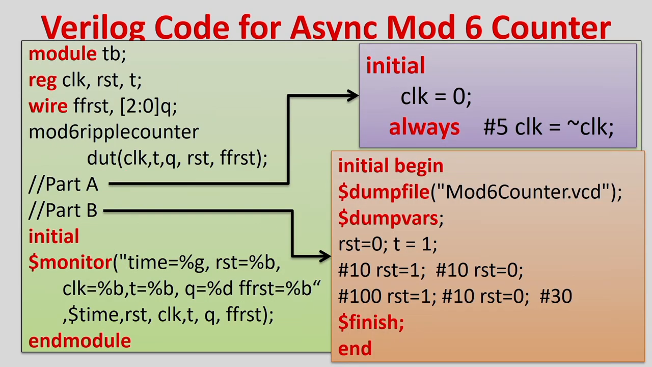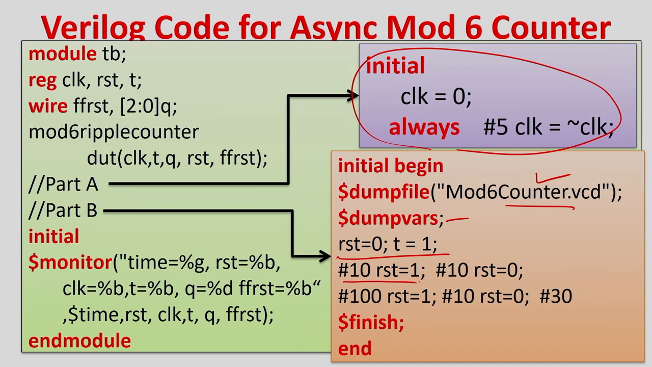And similarly, we are writing a similar kind of test bench, this is part 1, where the clock is changing every 5 seconds. Here we are dumping all the variables in this file. Initially RST is equal to 0 and T is equal to 1. At 10 seconds RST is equal to 1, and then we make RST equal to 0, then it starts counting, up to 100 seconds, from 10 to 100, it counts every 10 seconds.